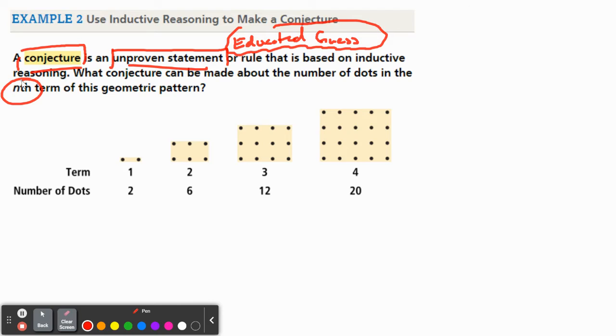Give us an idea. So what I would do here is take a look at each term and how many dots there are total and try to look at the pattern of the picture and all that fun stuff. So let's just look at the dots total. For term 1, we have 2 dots. For term 2, we have 6 dots. So that increased by 4. For term 3, we have 12 dots. That increased by 6. For term 4, we went from 12 to 20.